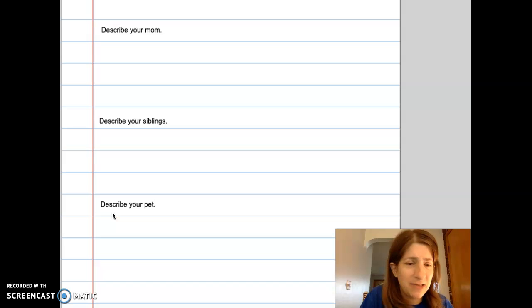Describe your pet. Describe a tu mascota. You might know if it's a boy or a girl, or maybe you're not sure. So you could use a couple different options there depending on what you know. Give it a try using our subject pronouns. That's how we describe different things in English, talking about who or what it is.